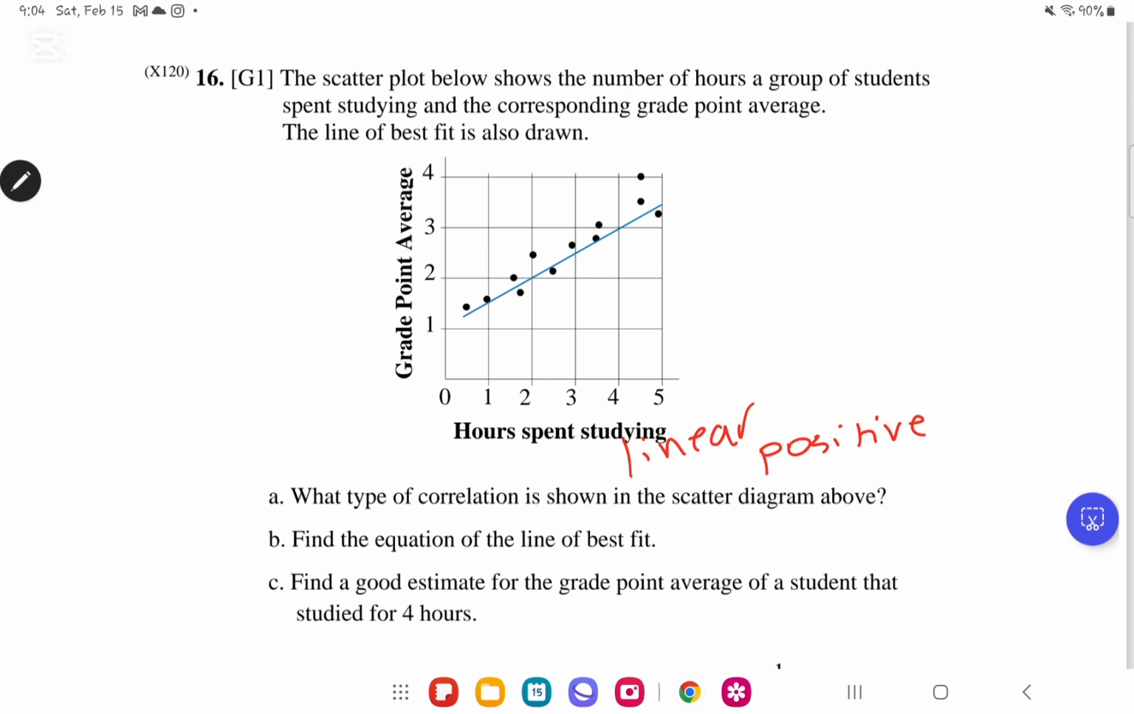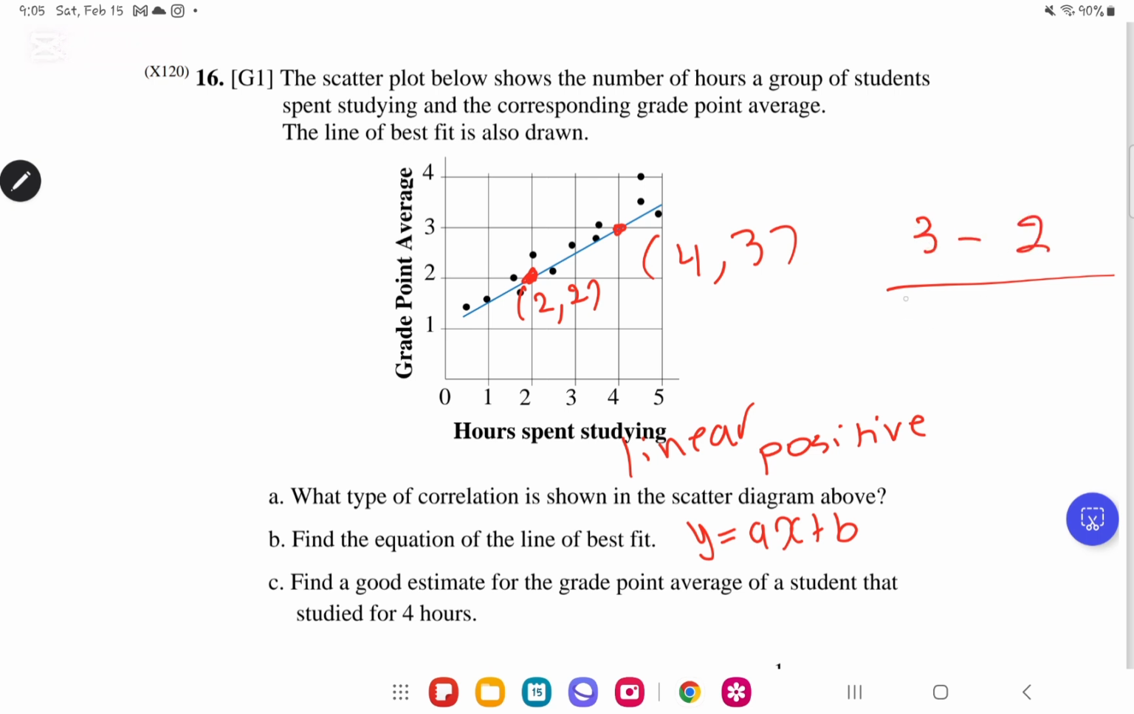Okay, we move on to part B. They want us to find the equation of the line of best fit. The equation of any line is y is equal to ax plus b. So let us find the slope by taking 2 points. This point is 2, 2, sorry, my bad, and this point over here is 4, 3. Now to find the slope, it becomes 3 minus 2 over 4 minus 2, so it becomes 1 over 2, which is 0.5. So we have the value of a, which is 0.5.